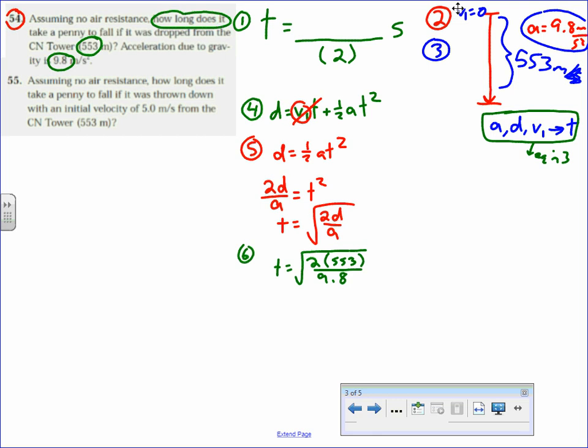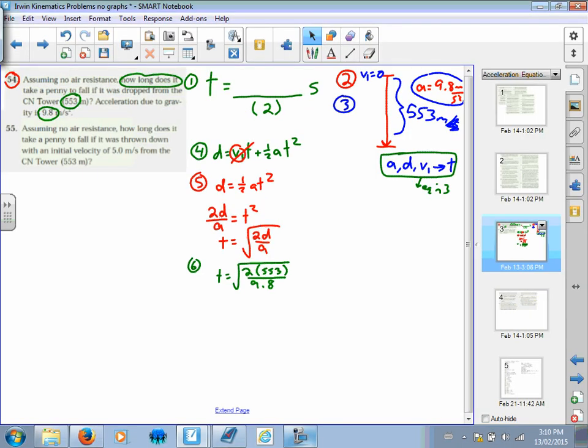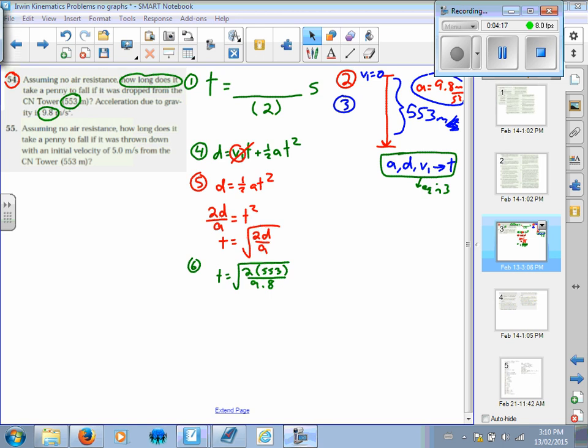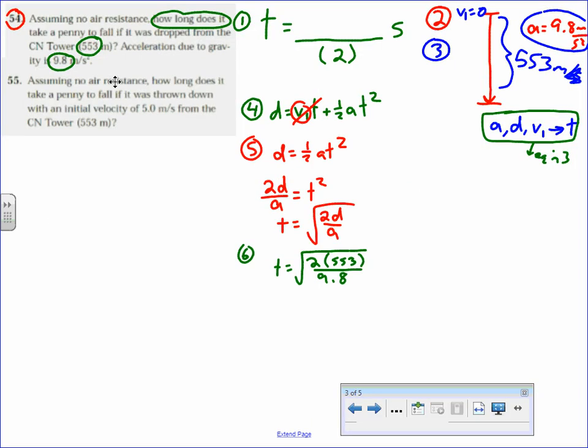I'm going to pause, and I'm going to calculate it. You should do the exact same thing. So, my final answer is 10.623, and I won't take it any further than that, seconds.